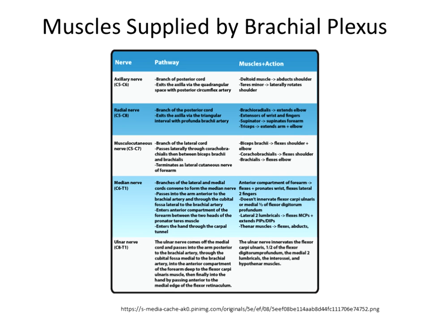Here we have a detailed list of all of the nerves supplied by each of the terminal branches of the brachial plexus. It's beyond the scope of this brief overview to go into the details of each of the muscles supplied, but you have the table for your future reference.